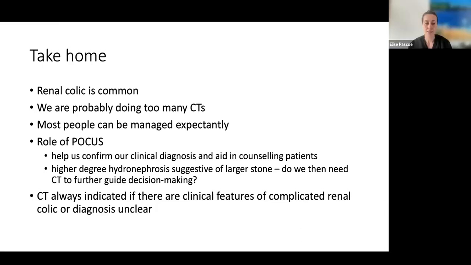And obviously remembering CT is always indicated if there are clinical features of complicated renal colic or the diagnosis is unclear.